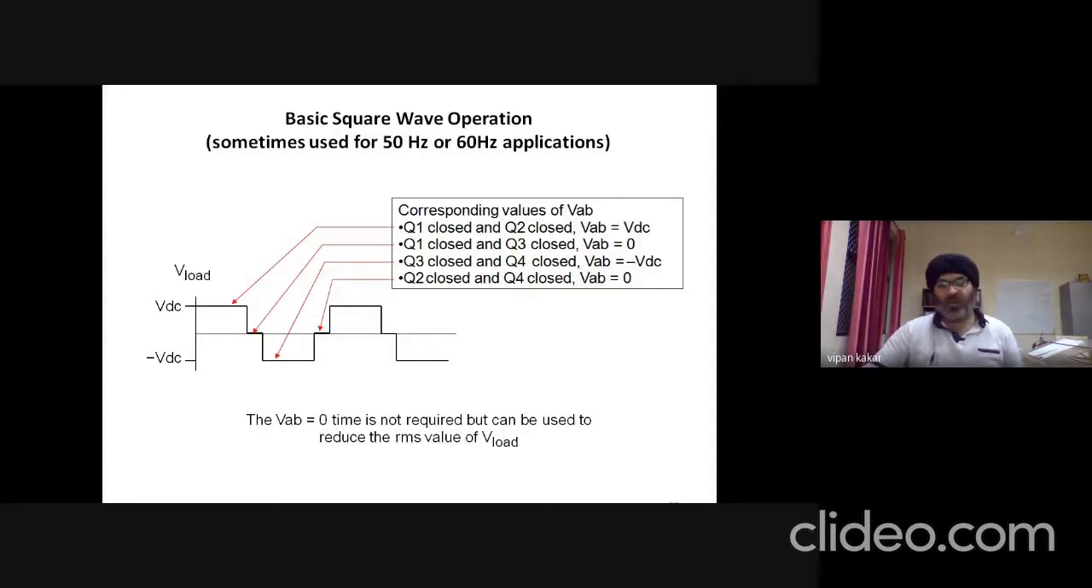So depending upon our requirement, whether to reduce RMS at the output or increase RMS value of output, we can insert these 0 outputs in the operation of this switch inverter. So very important to understand that. Several applications need to have a lower value of output voltage. So just by using the same inverter, same switches, same load, we can just insert any of these states inside.